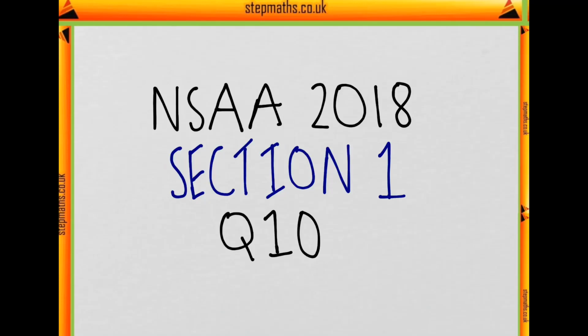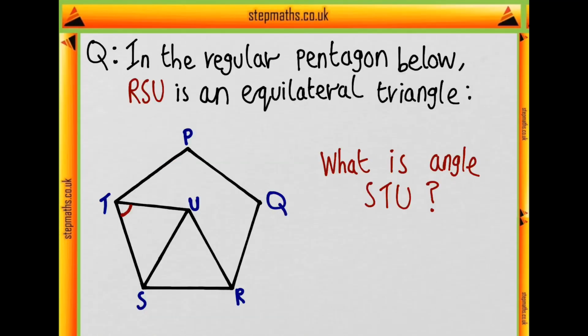This is question 10 from section 1 of the 2018 NSAA paper. In this question, we're given a regular pentagon here, PQRST, and we're told that RSU, where R and S are two vertices of the pentagon here, forms an equilateral triangle, and we're asked, what is the angle STU?